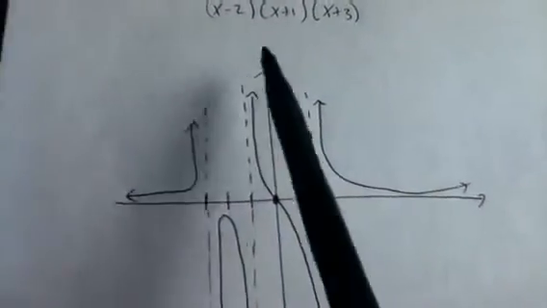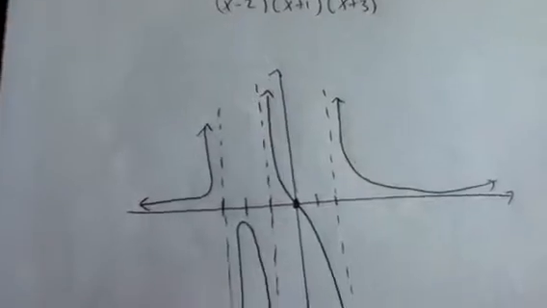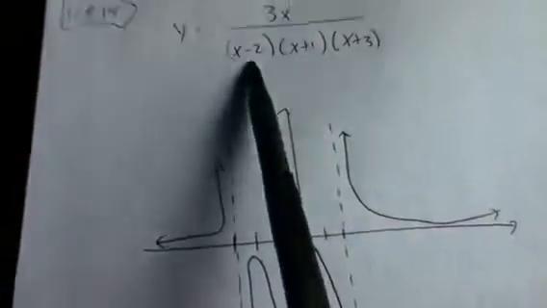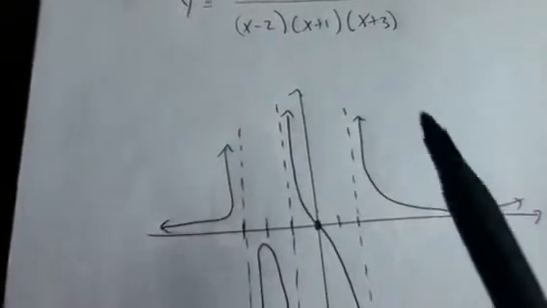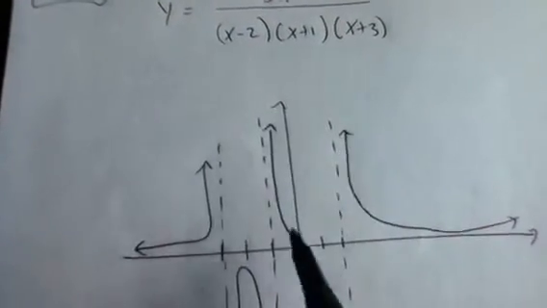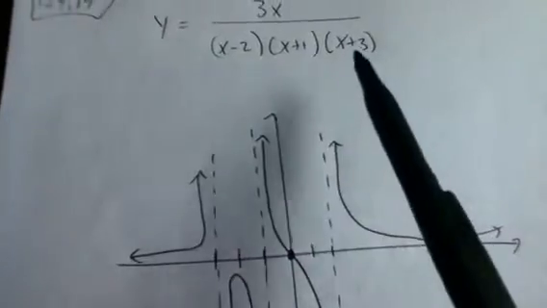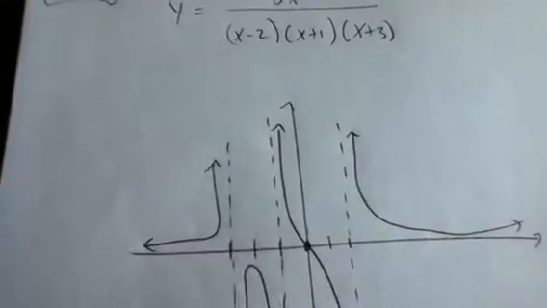That's the x-axis. That's the y-axis. I can't write now. Forgot to label it. At positive 2, there's going to be an asymptote. At negative 1, there will also be an asymptote. And at negative 3, there will be an asymptote.